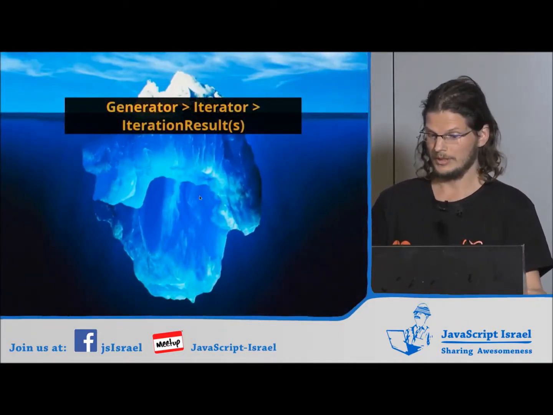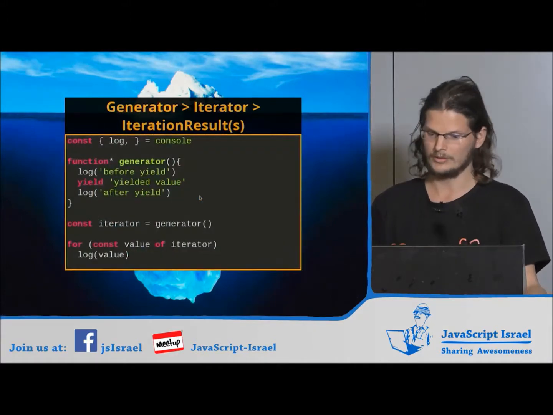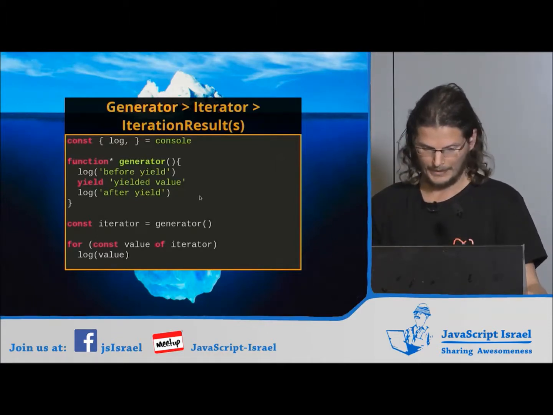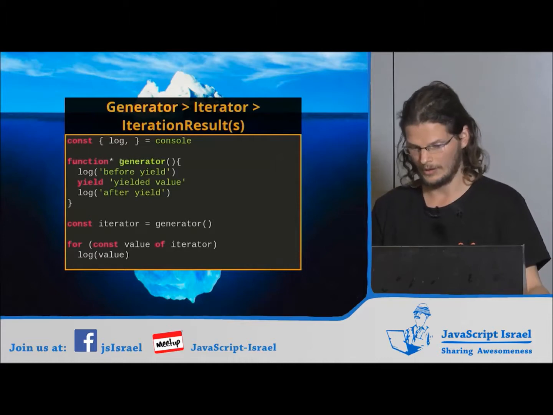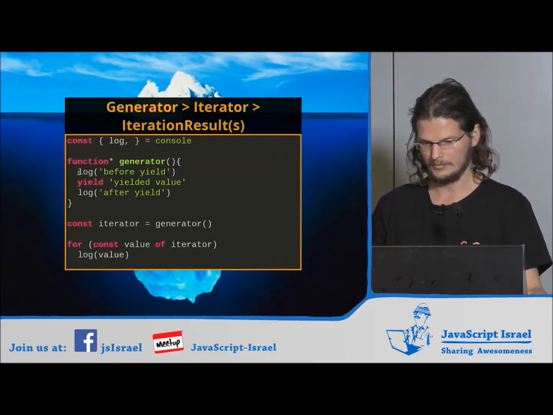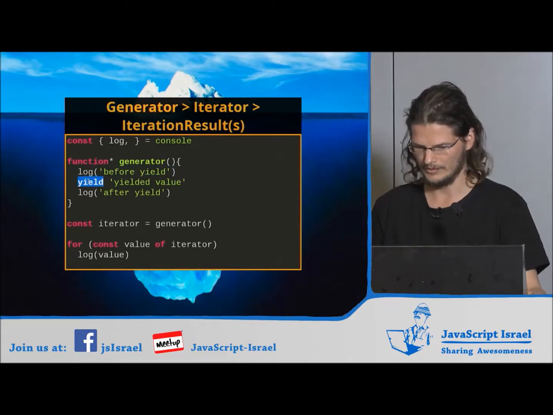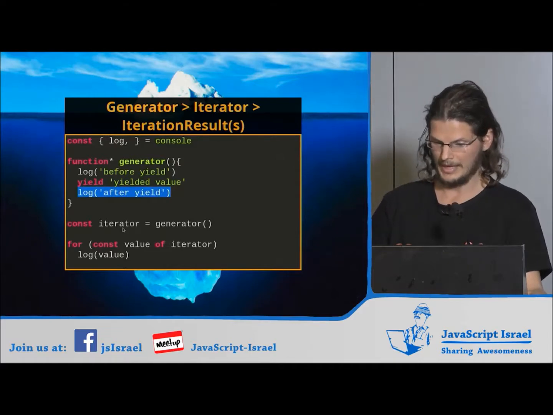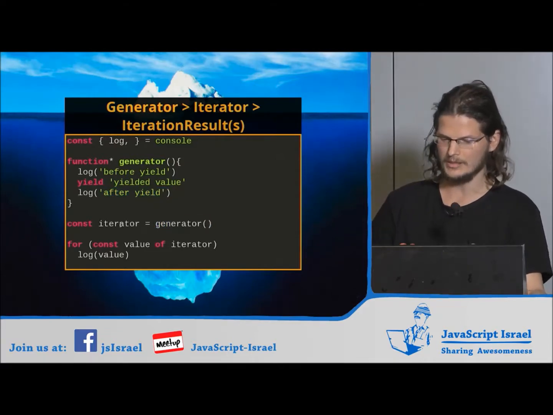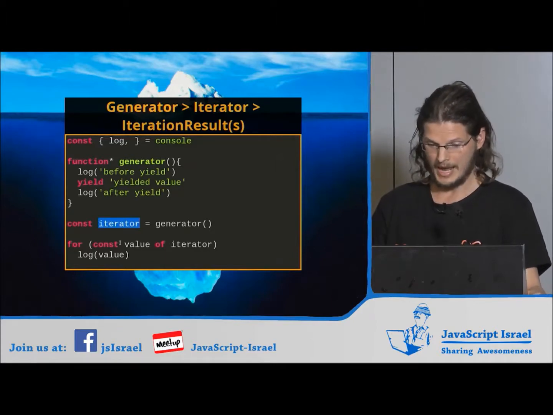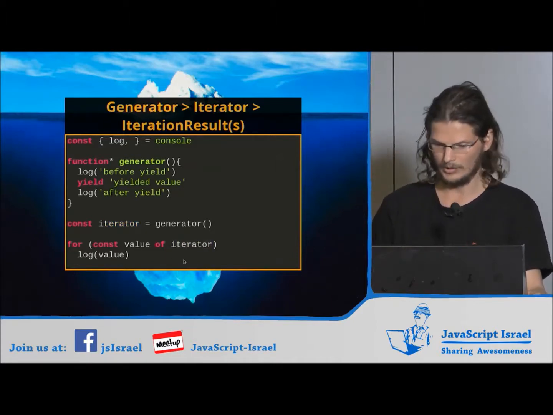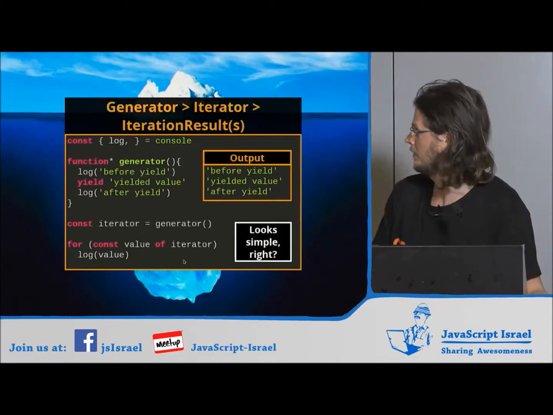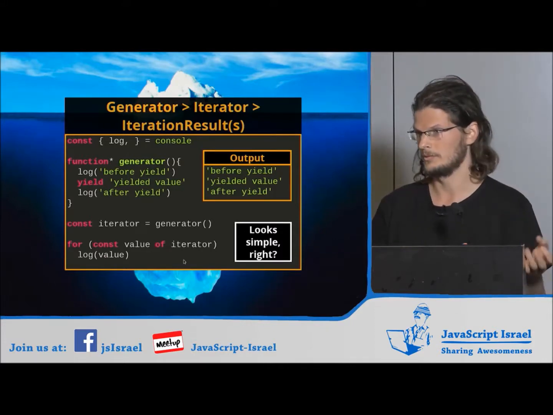So a generator returns us an iterator, which returns us iteration results. Let's see some simple code. So we have a generator function, called generator, which logs before yield. We'll talk about yield soon enough. We yield yielded value, and we log after yield. And we call the generator function to receive back an iterator. And then we iterate the iterator, and we log the value. So this is the output. Nothing amazing, pretty much what you would expect.